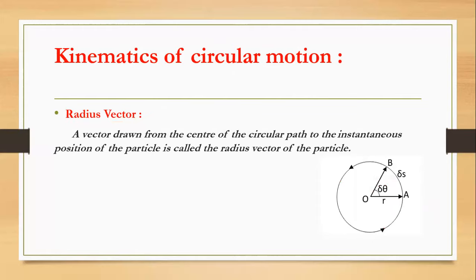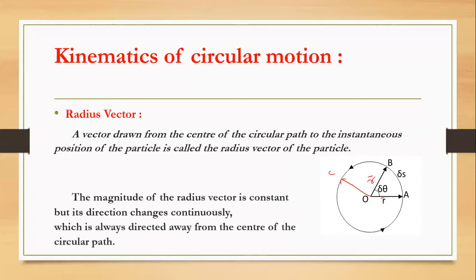Now you can see here, OA is the radius vector when the particle is at A. When the particle shifts to a new position B, OB is the radius vector. This is the radius vector at that time. Radius vector is directed away from the center and it continuously changes its direction. After some time, this OC may be the radius vector. So I hope you understood what the radius vector is.